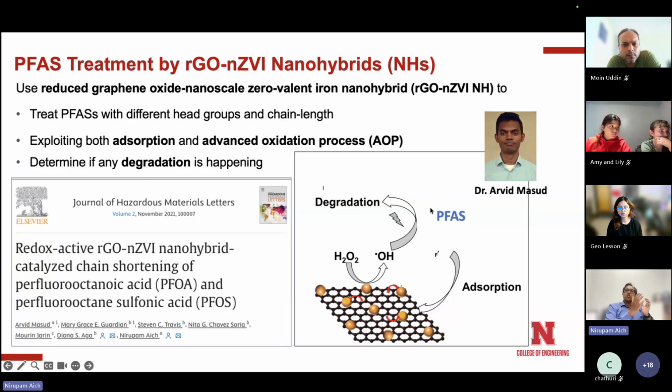So we are not only absorbing, the PFAS is coming to the surface because of the graphene, but then iron creates a catalysis process that can degrade PFAS. So this is known as an advanced oxidation process. We have seen some evidence that it can do this.